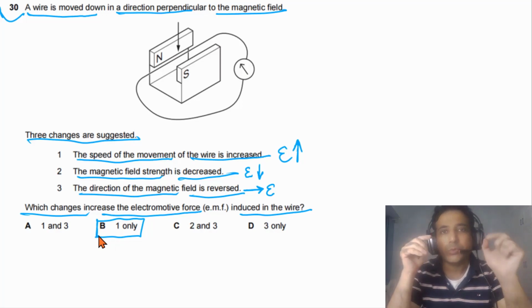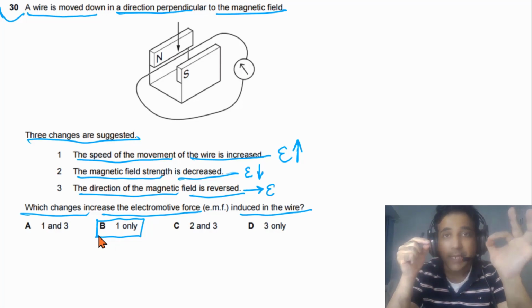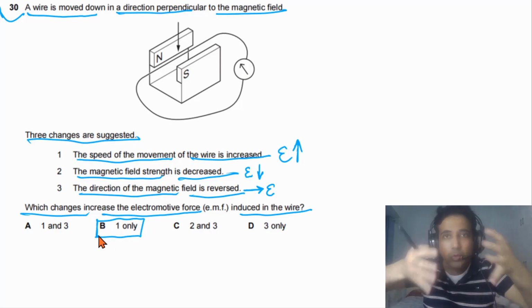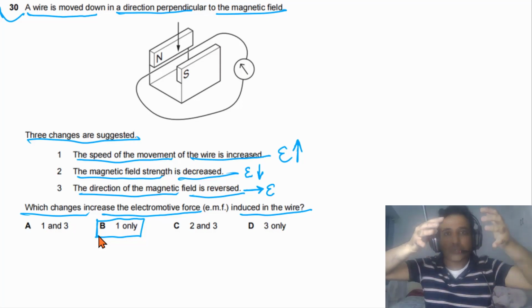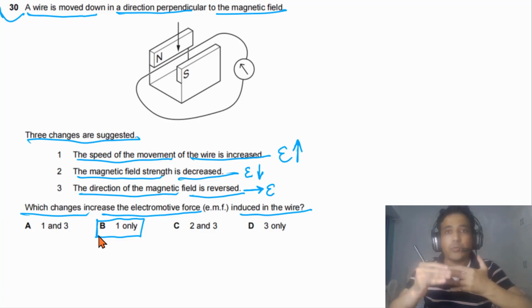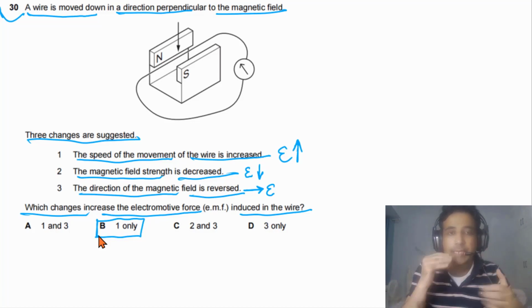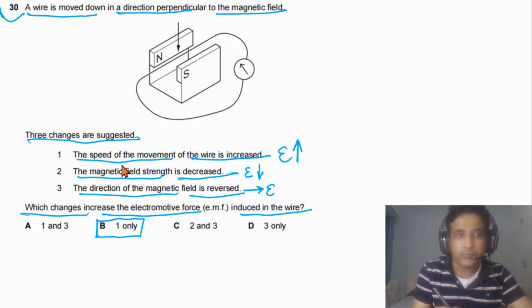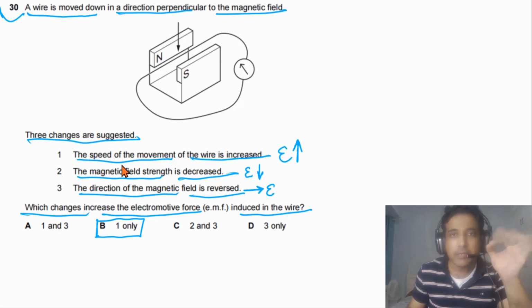But one thing you need to understand, by electromagnetic induction, we only transfer mechanical energy into electrical. If we have more mechanical energy, we can convert it into more electrical energy. So that's the reason when we increase the speed of the wire, EMF will increase.